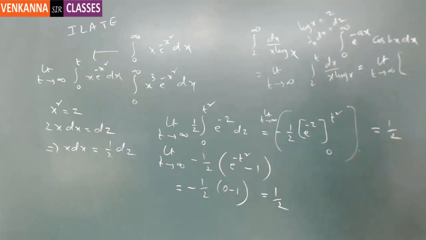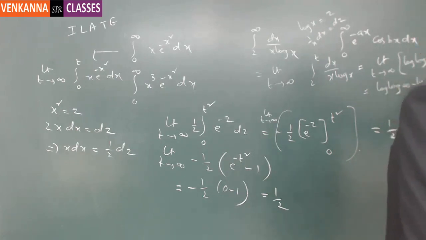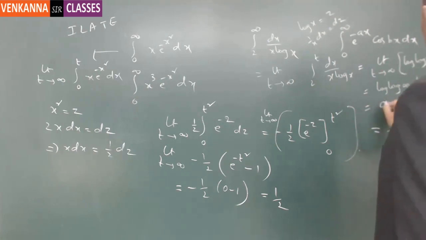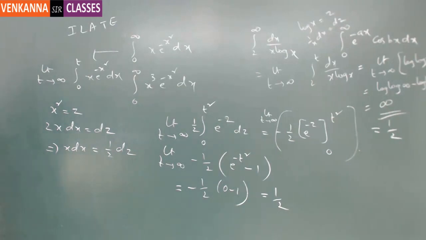Limit t tends to infinity. So you have to take log x equal to z, you will take the respective limits. You will take log x between 2 to t. The value will be undefined. So log infinity minus log 2, you will get infinity. So the given integral will be divergent.